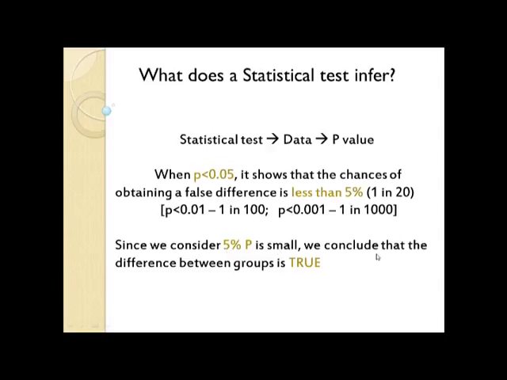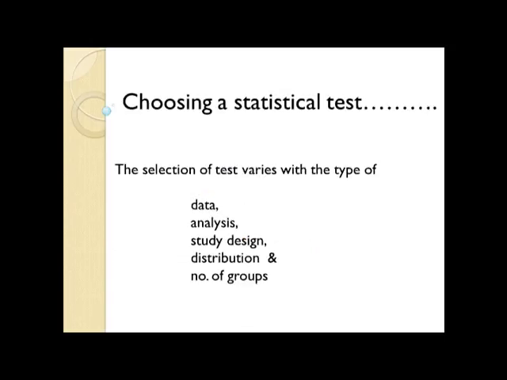Okay. Now, for all practical purposes, as I have already discussed, we consider a 5% probability, less than 5%, as comparatively small. So we can conclude that if we get any difference between two groups with a probability of less than 5%, we consider the difference between the groups as being true.